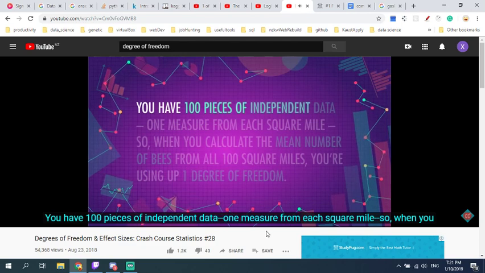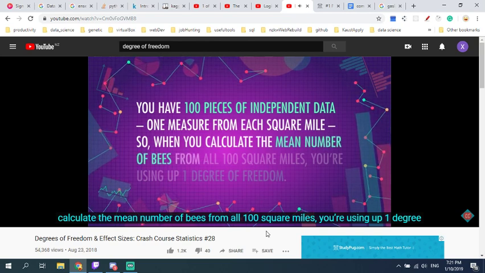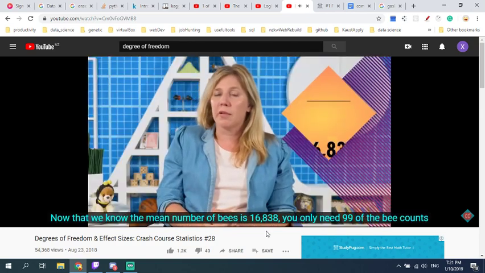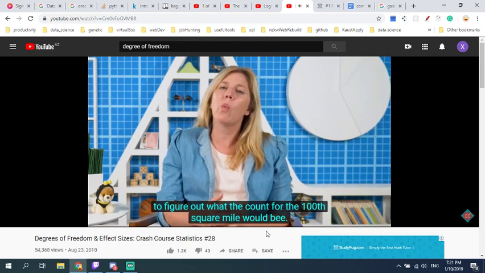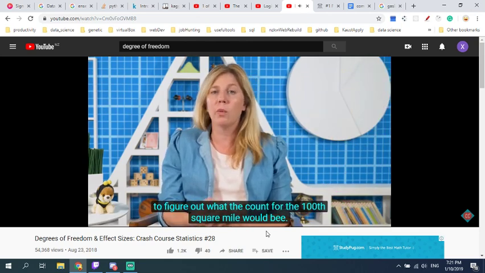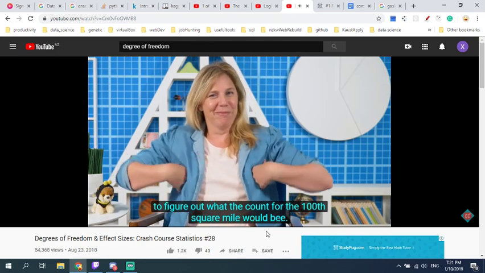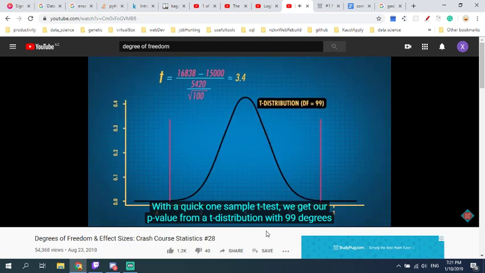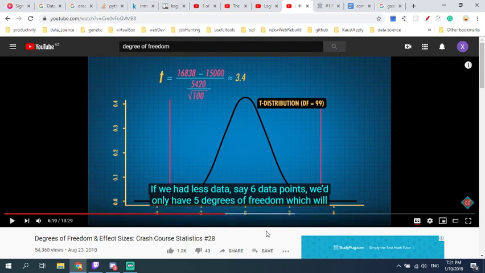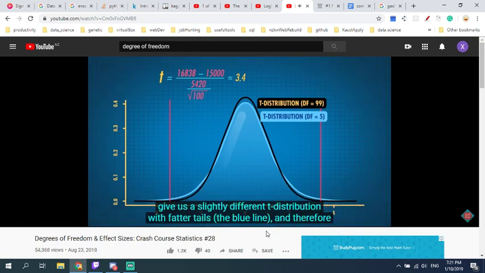You have 100 pieces of independent data, one measure from each square mile. So when you calculate the mean number of bees from all 100 square miles, you're using up 1 degree of freedom. Now that we know the mean number of bees is 16,838, you only need 99 of the bee counts to figure out what the count for the 100th square mile would be. With a quick one-sample t-test, we get our p-value from a t-distribution with 99 degrees of freedom. If we had less data, say 6 data points, we'd only have 5 degrees of freedom, which will give us a slightly different t-distribution with fatter tails.